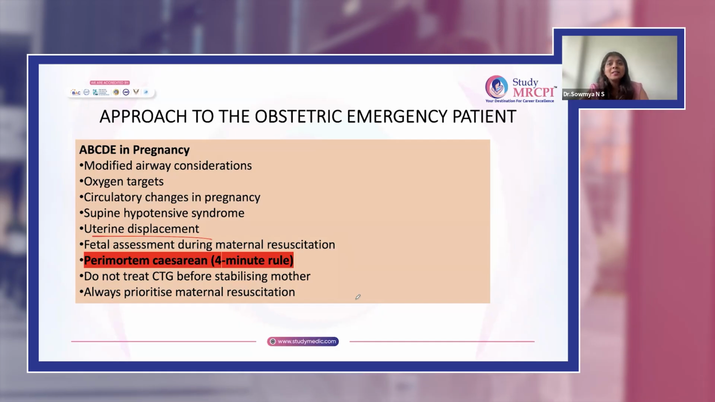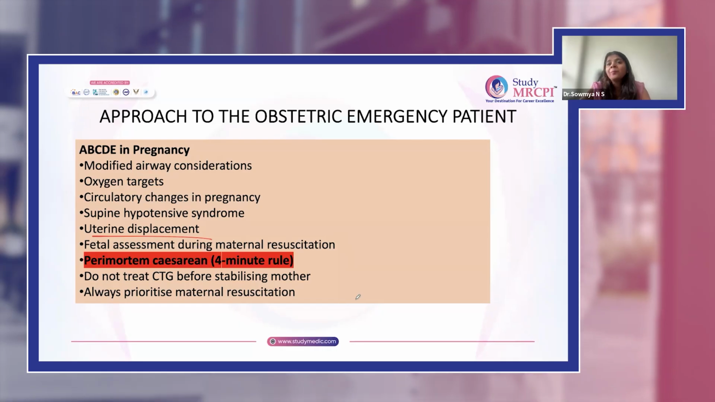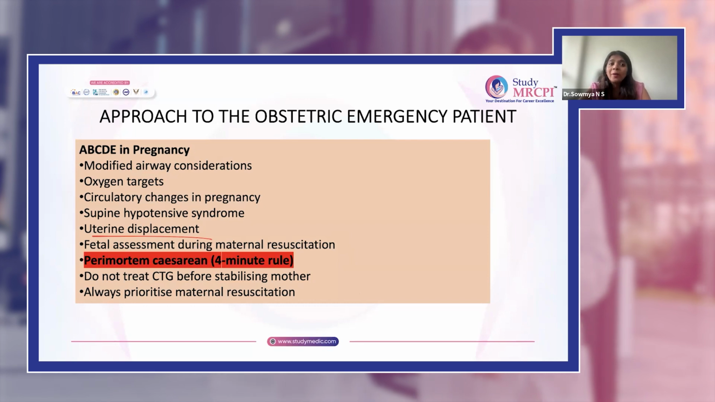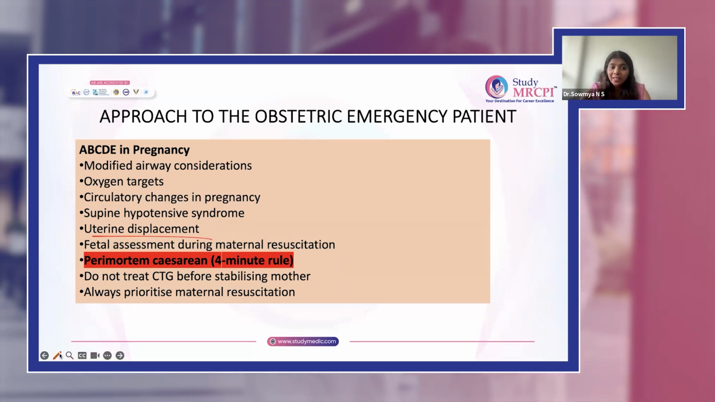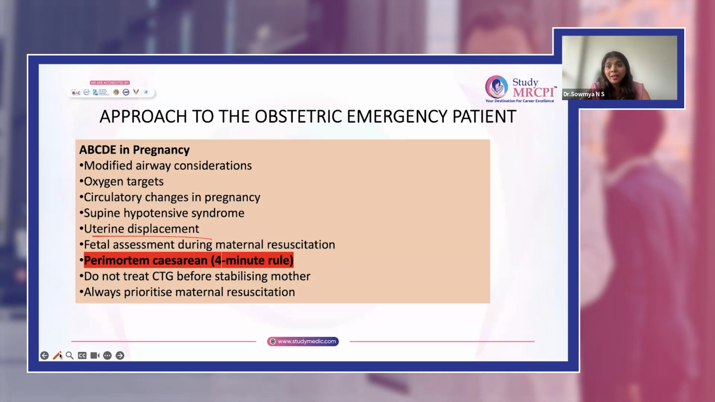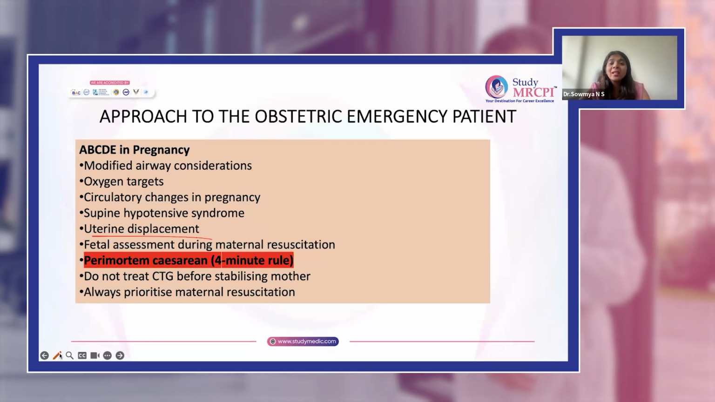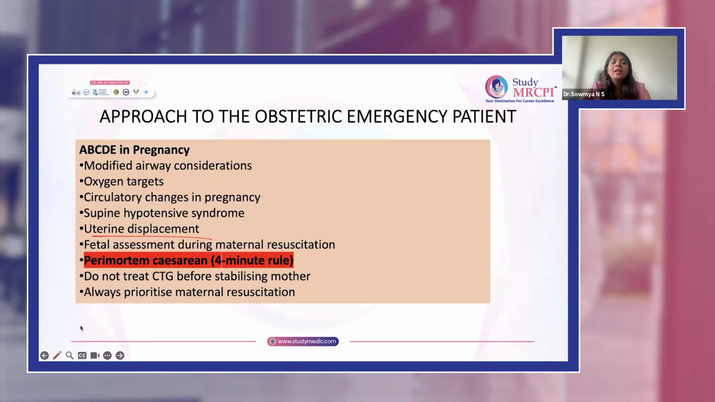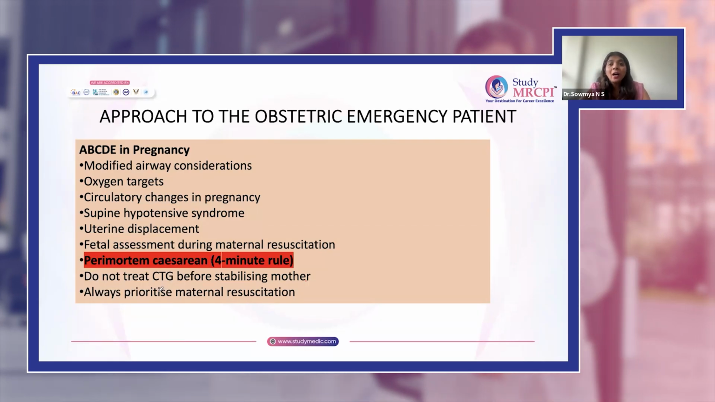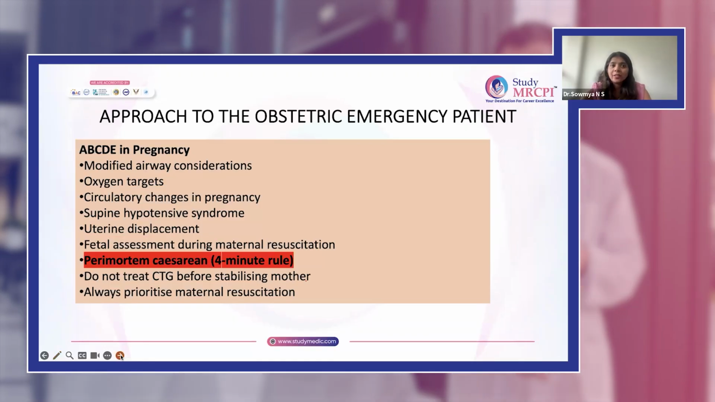And of course, if you are dealing with a maternal collapse, the most important thing is somebody should be recording the time. At the end of 4 minutes, you are going to do a perimortem cesarean section wherever the patient is, not shifting her to the OT. Probably if she's in the labor room or A&E, you would immediately do a perimortem cesarean section. This is done purely for effective maternal resuscitation and not for the baby's sake, so that the team can resuscitate the mother well. And of course, you have to treat the mother first and prioritize maternal resuscitation first.